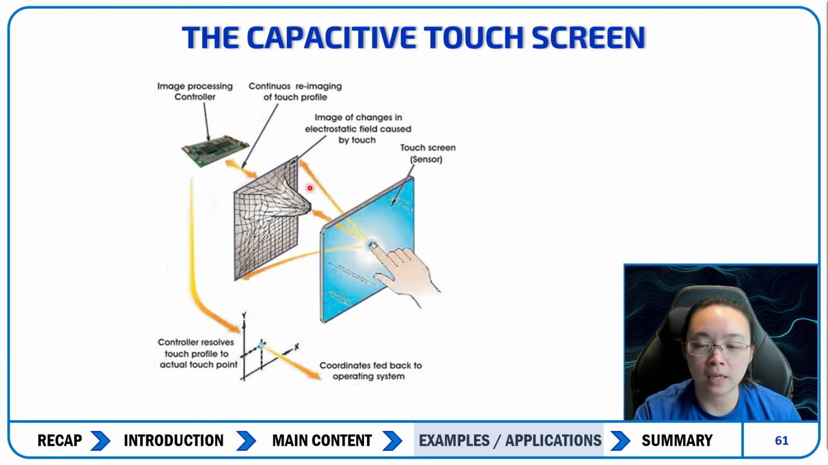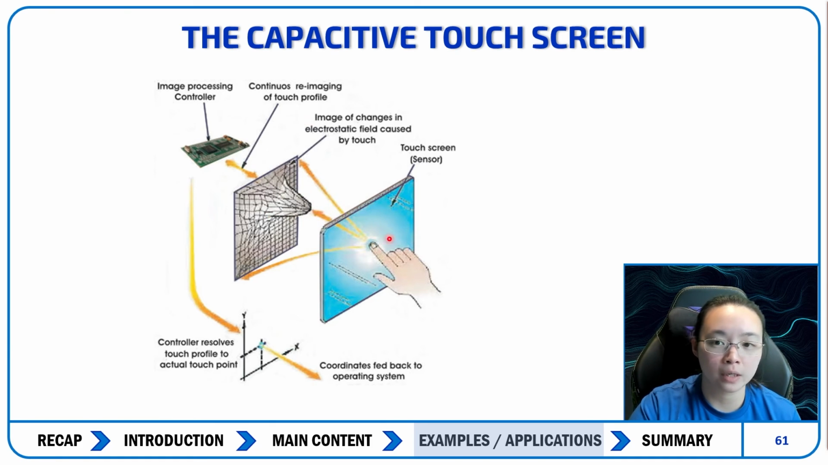It then will send an instruction to the rest of the system to register a touch at this location. So it converts the distortion of the electric field into a pinpoint location. Now, because of this, capacitive touchscreens are capable of multi-touch controls, and they require less physical force to register a touch. So if I have a finger poking the screen over here, it causes a distortion.